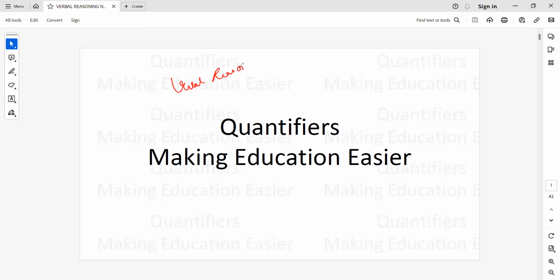So generally, we need to understand a few things about it. No doubt the name specifies verbal, but verbal here is just limited to reading and understanding the sentence. What is more required in this topic of verbal reasoning is your reasoning skills. And generally, this topic appears in a reasoning section rather than the verbal section, right?